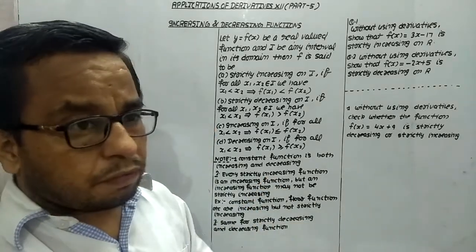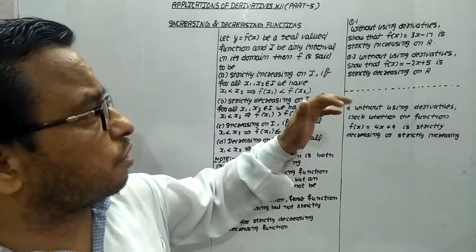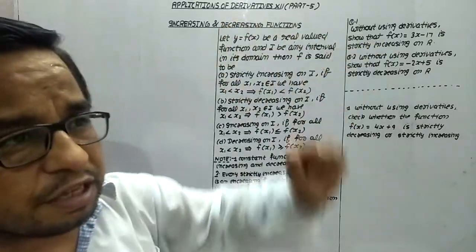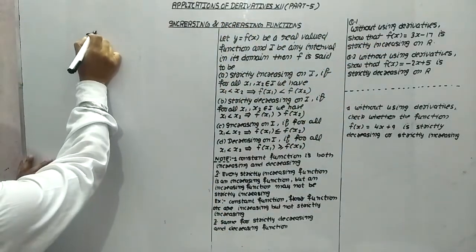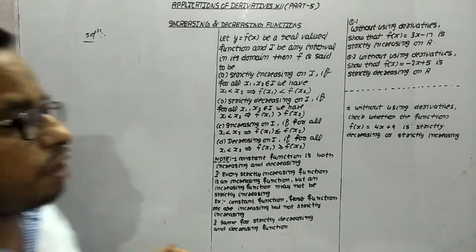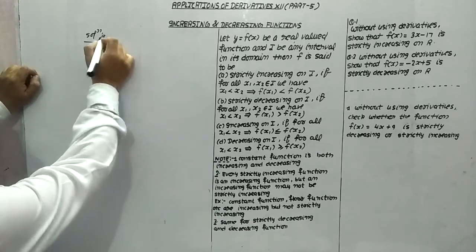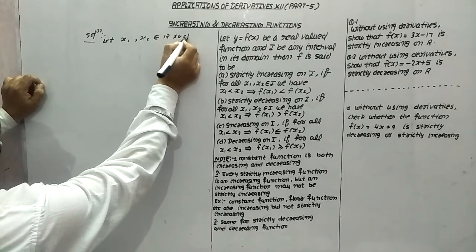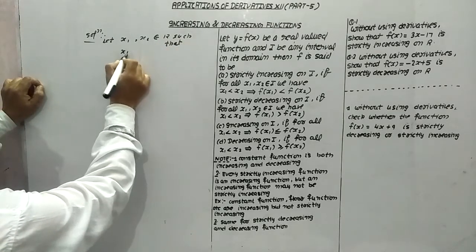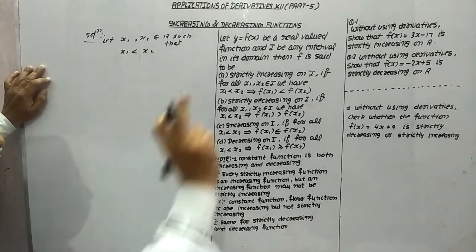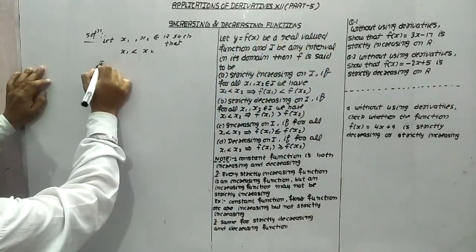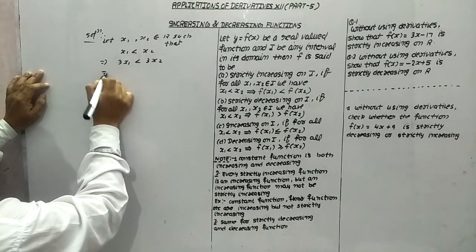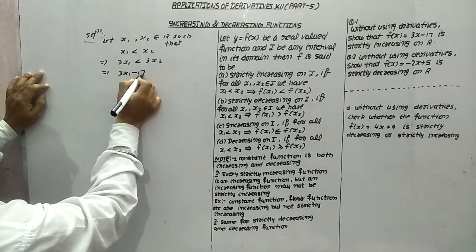Now, there are some questions to understand this concept. The question is: without using derivatives, show that f(x) = 3x - 17 is strictly increasing on R. So to do the solution, first of all, we have to do this without derivatives. So we will say, let x1, x2 belong to R such that x1 is less than x2. We are taking it like that. Now we will try to make this function, because here it is coming 3. So multiply by 3 on both sides. It means this is 3x2. Here it is coming minus 17. Subtract 17 from both sides.